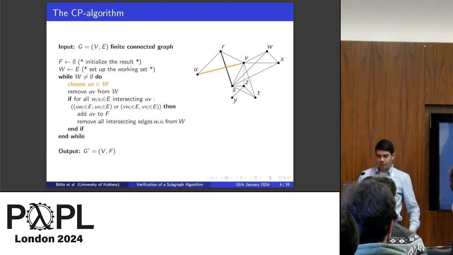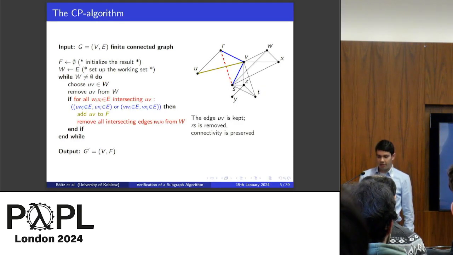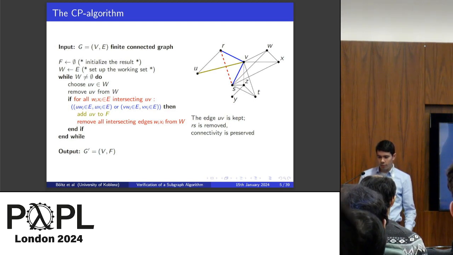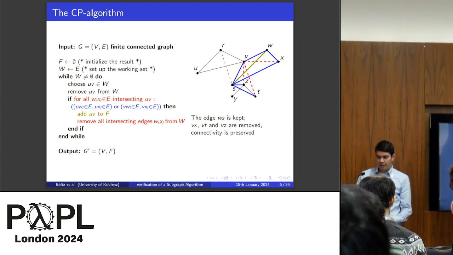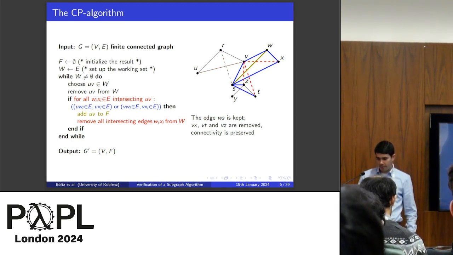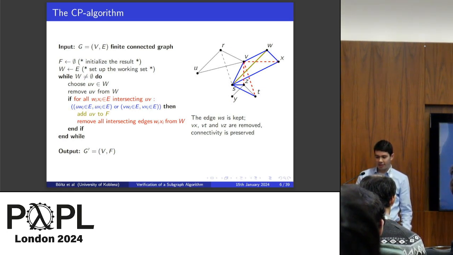So how is that algorithm working? We choose an edge in the working set, regard the intersecting edges, and if this condition is satisfied, that either u or v is connected to both end vertices of the intersecting edge, then we can add this edge to the set F and remove the intersecting links from the working set. In the next step, we have here an edge which is intersecting multiple edges. The condition is satisfied for all intersections. Therefore, we add this edge to F and remove all intersecting edges.